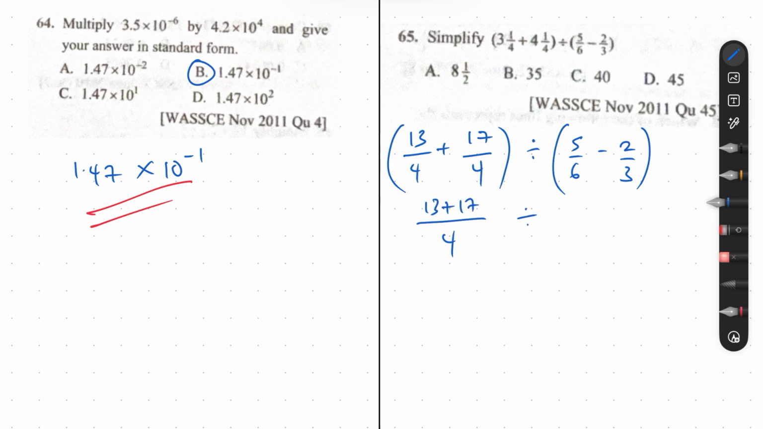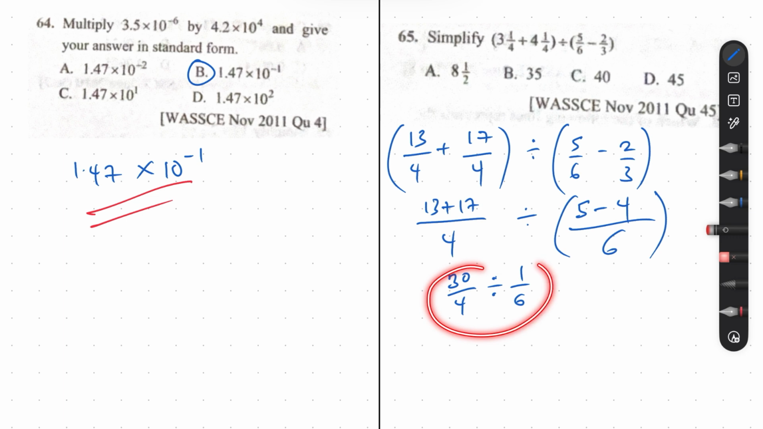Then we have divided. Here the LCM is 6. Okay, so 6 into 6, 1 times 5 is what? 5. So that's 5 minus 3 into 6 twice times this 2 give us what? 4. Okay, so we have 4. Cool. So now we have 30 over 4 divided by 1 over 6. Cool. Now what do we do? We can flip this and then change it to multiplication.